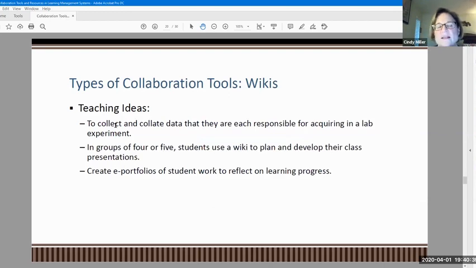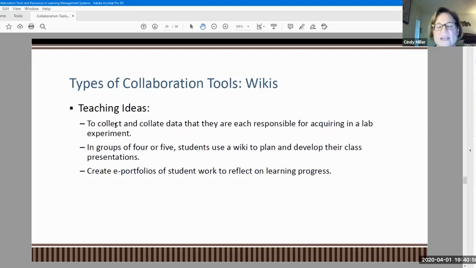Also, you can use it to collect and collate data if they're doing a lab experiment. In groups of 4 or 5, you can use a Wiki to plan and develop class presentations. So that's what my students did. They used the Wiki to develop the particular policy presentation that they were going to present.